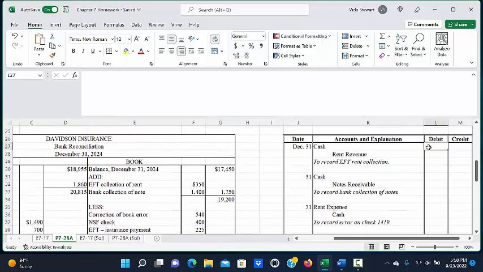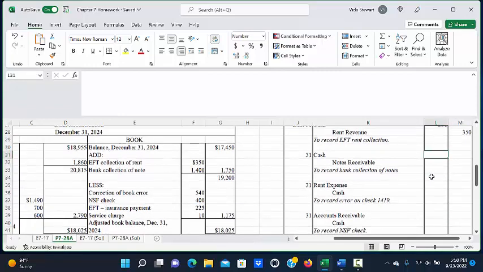Now we're going to record the actual journal entries for all of the amounts that are on the book side. So the first thing is to record the $350 that was collected by the bank for rent revenue. So we would debit cash and we would credit rent revenue for $350. Next, we will record the $1,400 that was received by the bank for the note. So we would debit cash and credit notes receivable for $1,400.